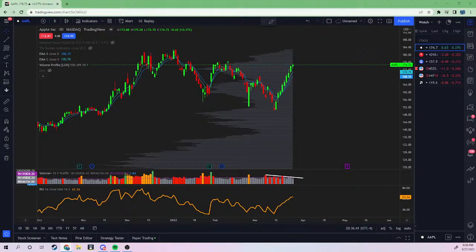How do you determine supply and demand zone on a chart? I'll have to make a whole entire YouTube video on that. This isn't like, you know, I'm just building the watch list for today.